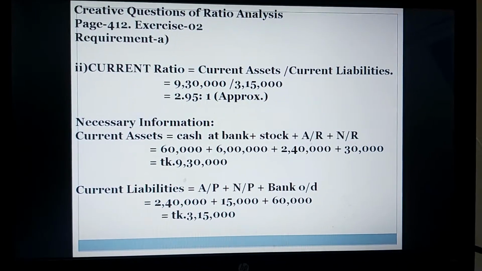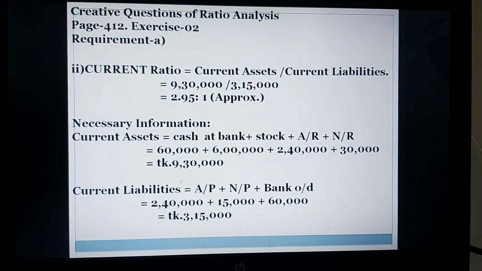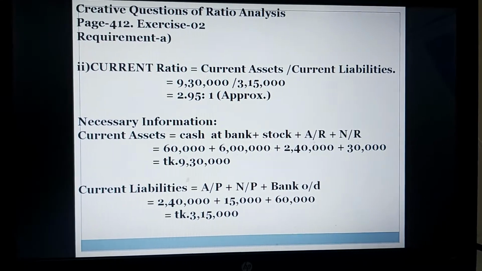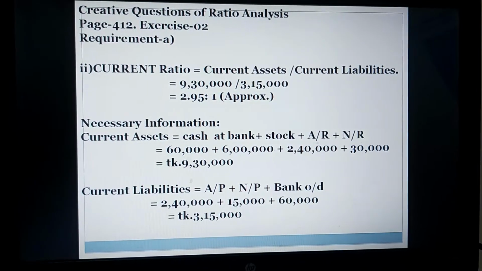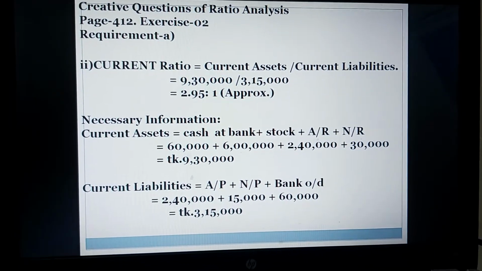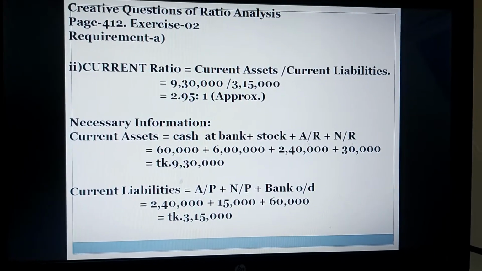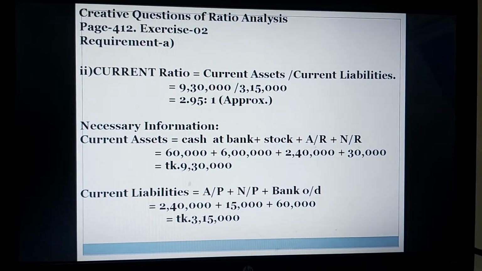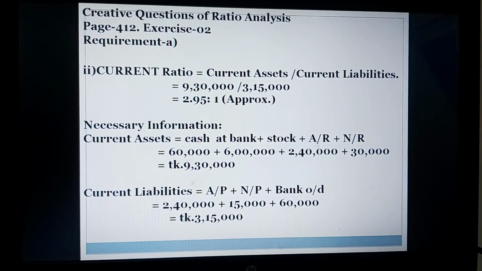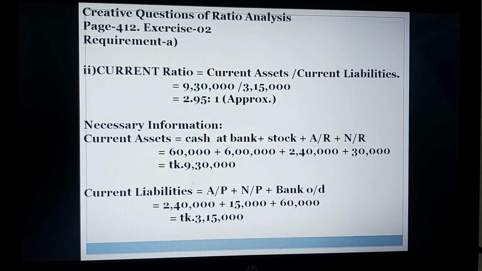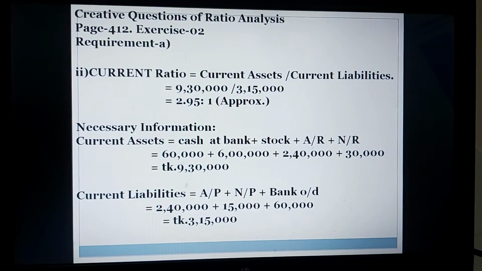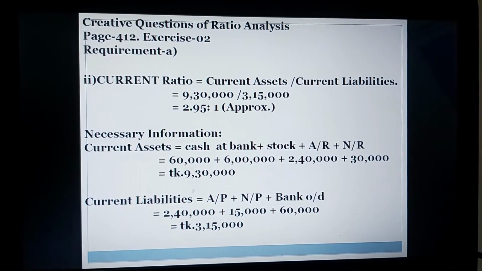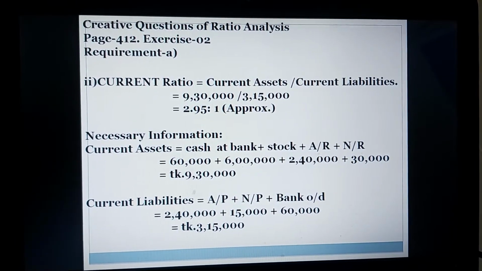From the formulas of ratio analysis, you can see current ratio. What is the formula of current ratio? You know, current ratio is equal to current assets divided by current liabilities. So for this requirement, you can take the necessary information from your stem. From question number 2, current assets: in this stem, totally 4 current assets are available.